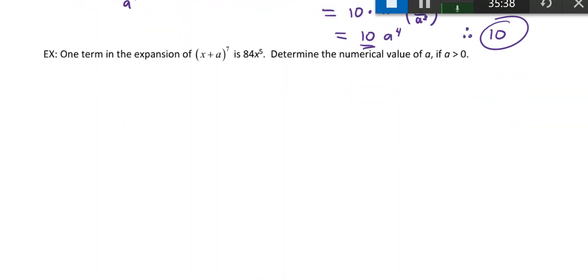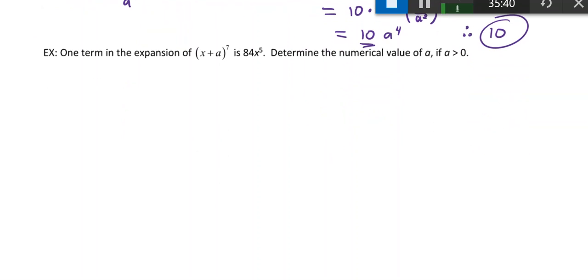All right, on to the next one. One term in the expansion of x plus a to the power of 7 is 84x to the 5. Determine the numerical value of a if a is greater than 0. Okay, now, it's kind of hard to see what we're even looking for here, but we pretty much want to figure out what term it is, right? And I think maybe we can make a bit more sense of it then. So let's do a little investigation here.